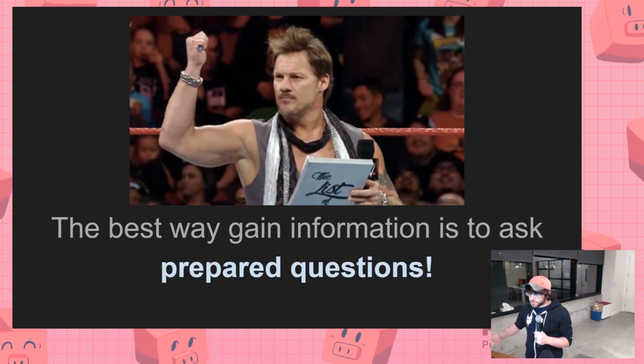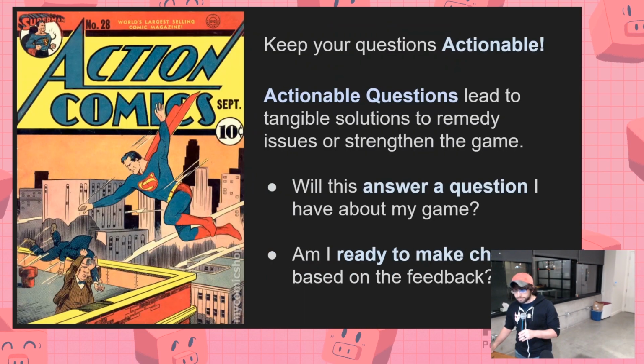So, if you're showing your game to a player in any capacity, at any time, in any stage of development, you should have a goal for the information you're looking to receive. The best way to gain information is to ask prepared questions. Here are a few guidelines to ask the right questions for proper information when using direct feedback. We'll go over indirect feedback slightly afterwards. The first thing is keep your questions actionable.